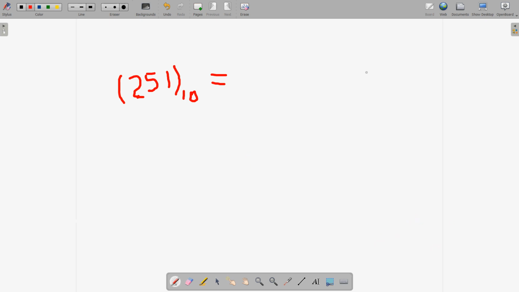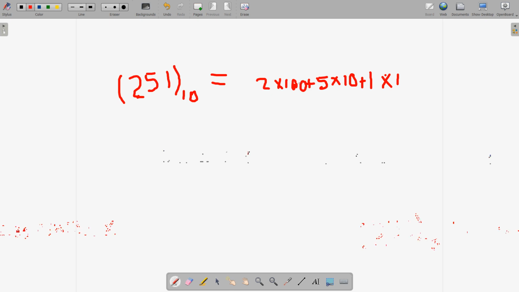So here the first digit is 1, so let us see. So 1 is having 1 into, as it is the unit place, we can say 1 into 1. Okay, after that we are having another number, that is 5. So 5 is multiplied by what? It is the tens position, so 5 multiplied into 10. Then we are having the 2, so 2 is multiplied with the position that is 100. So this is clear.